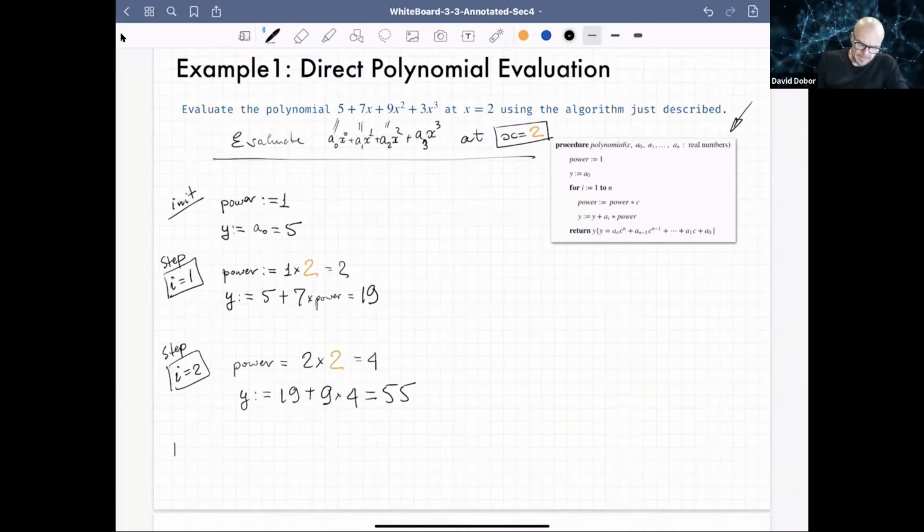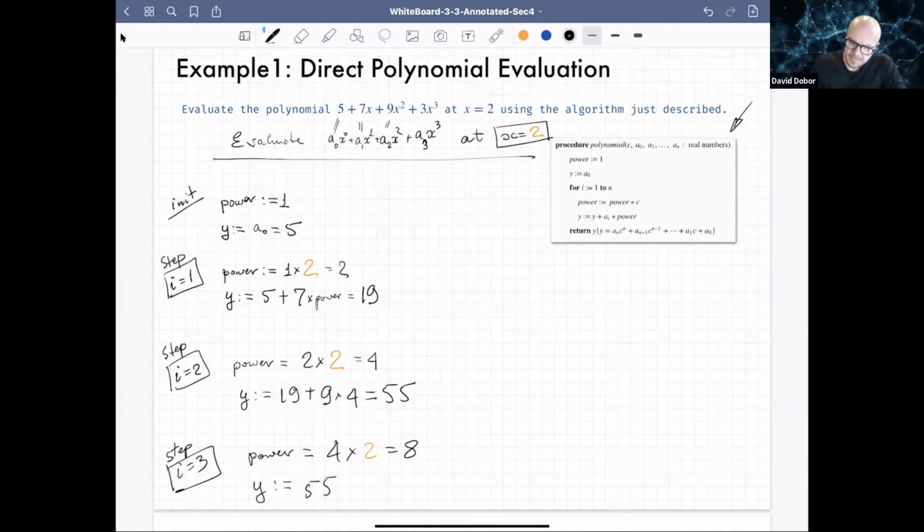Step 3, that's the last step. Power gets to be 4 times 2. That works out to 8. And y gets updated to 55 plus a sub 3, which is 3 times power, which is 8. 3 times 8 is 24. 24 and another 55, that's 79. So that's the answer.